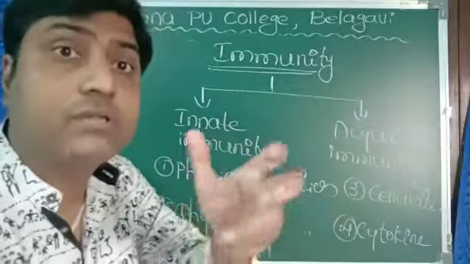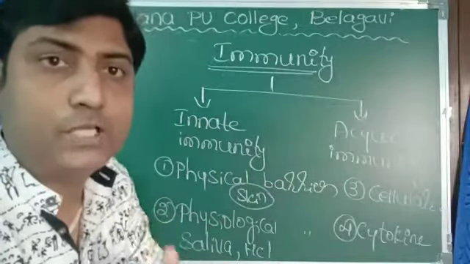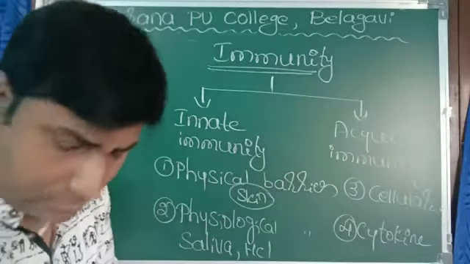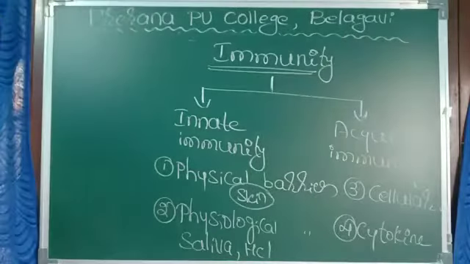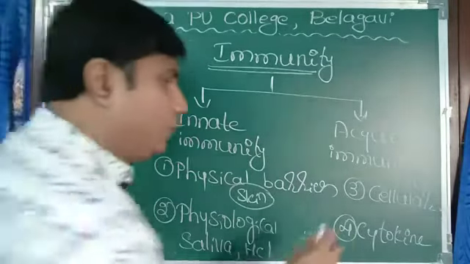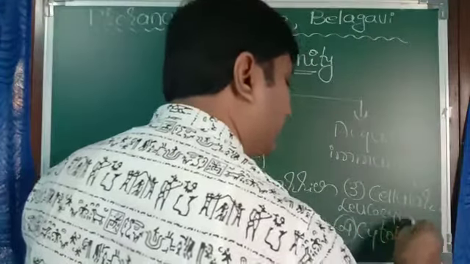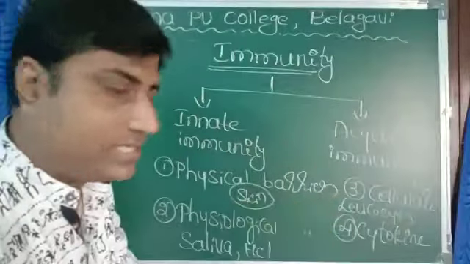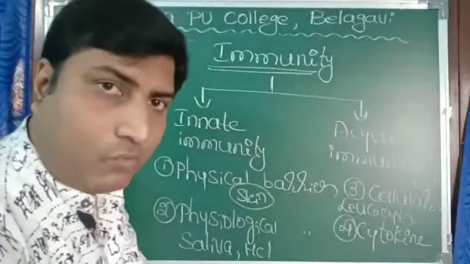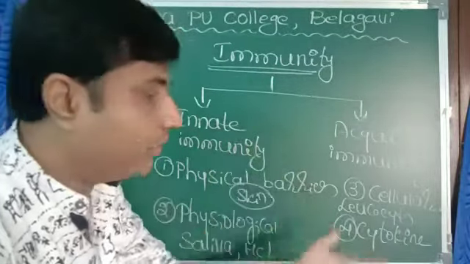Cellular barriers: certain cells, certain WBC, leukocytes, like PMNL, polymorphonuclear leukocytes. Generally, you can note down leukocytes. They engulf many of the pathogens. They have the capacity to kill the unwanted thing or the microorganism. That is cellular.